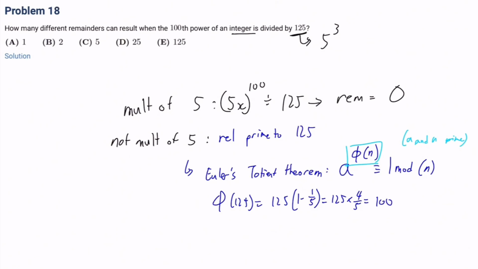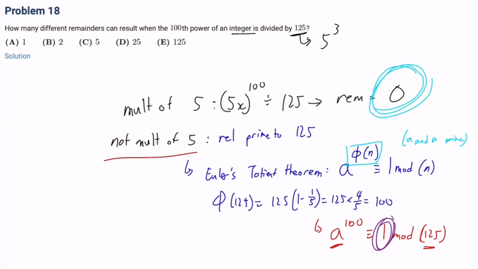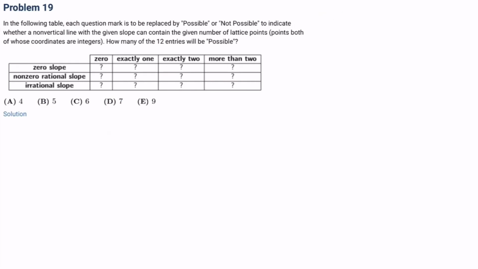So that means that a to the power of 100 is going to be congruent to 1 mod 125. And this is when a and 125 are relatively prime. Since if it's not a multiple of 5, the integer and 125 are relatively prime, that means that the remainder is always going to be 1, right? So anyway, the remainder is going to be either 0 or 1. So that's 2 possible ways. It's B.